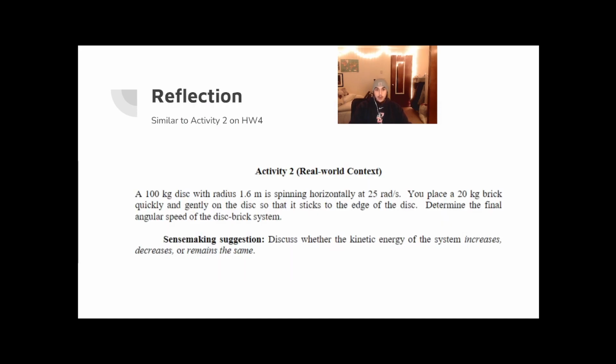Alright, so for the reflection, I found that this project assignment actually had a lot of similarities with activity 2 on homework 4. Mostly because you essentially use the same equations that you would there, use the same here, and the whole point of this question was to find angular speed, and that's kind of what we were doing here.